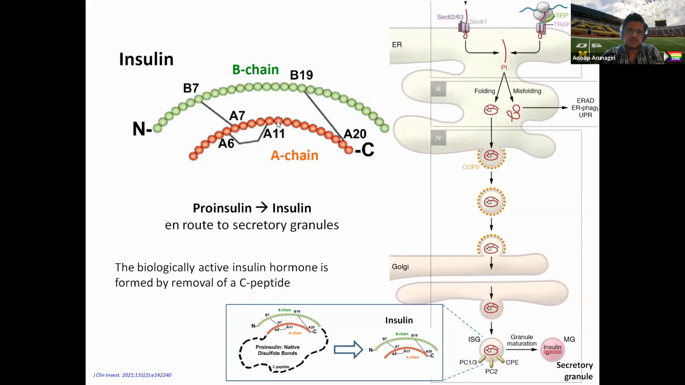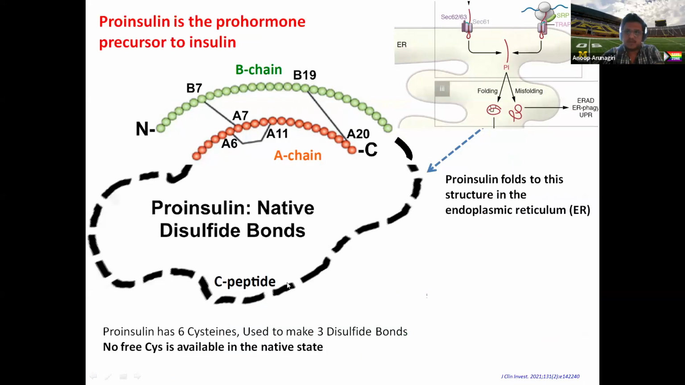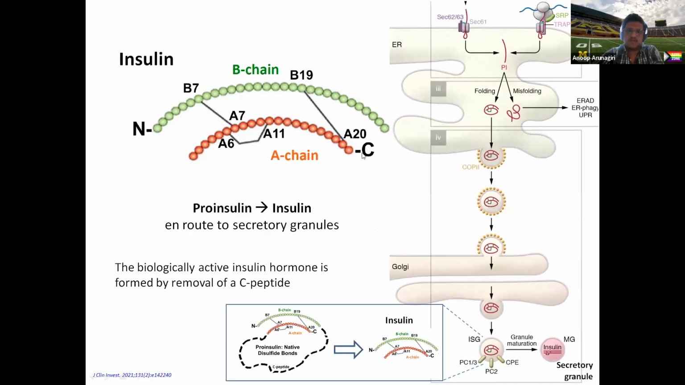So this is the difference between proinsulin and insulin. C-peptide is in proinsulin. We lose the C-peptide, and what you have is insulin, the biologically active form of the hormone. Insulin shares these aspects with proinsulin: the B chain, the A chain, and the disulfide bonds are still there.